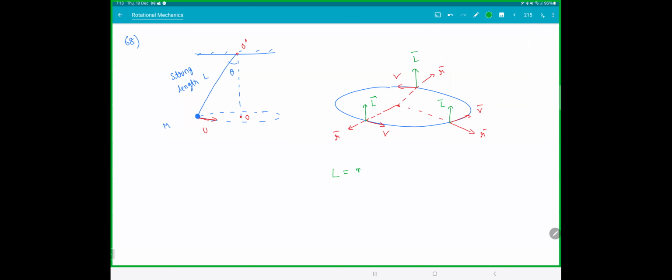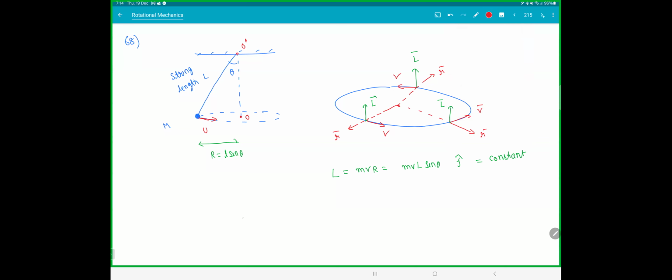So this will be m into v into radius, where radius is nothing but this guy, which is L sine theta. So this is m v L sine theta. Direction will be upward. I'll just show this as an upward arrow, or j cap, whatever you want to call it. And if you see, this is constant. And it makes sense also why it is constant.